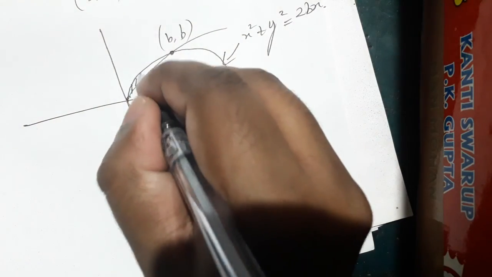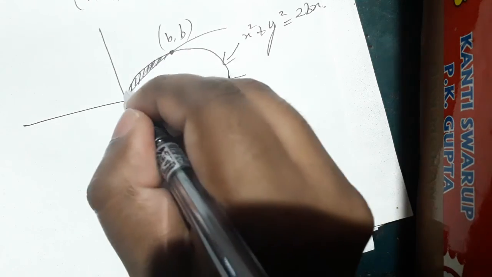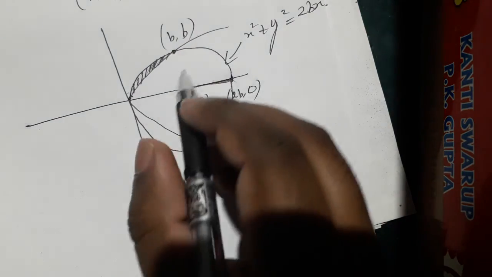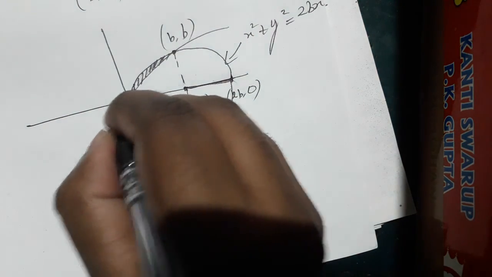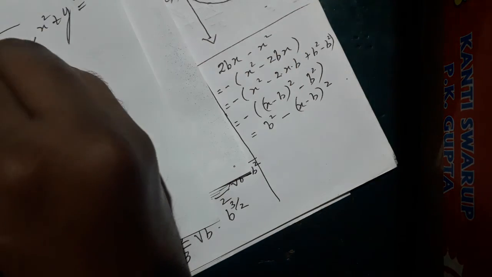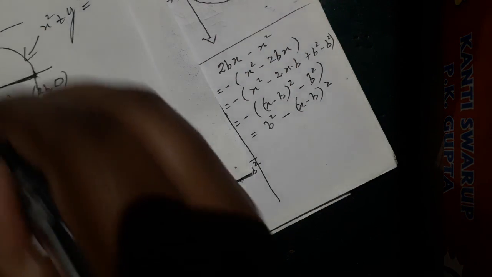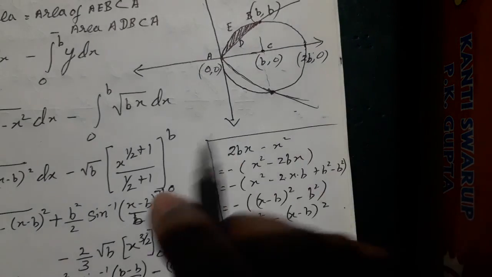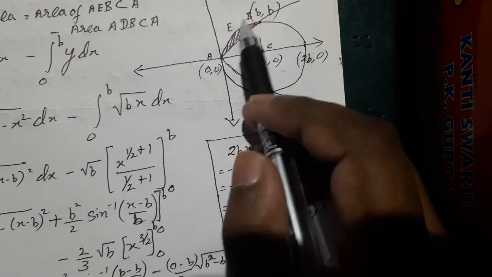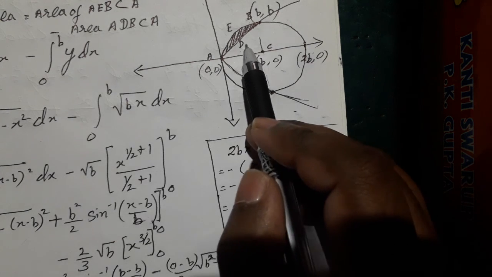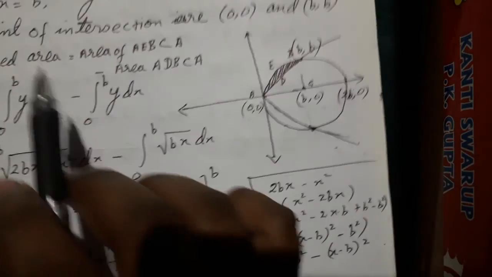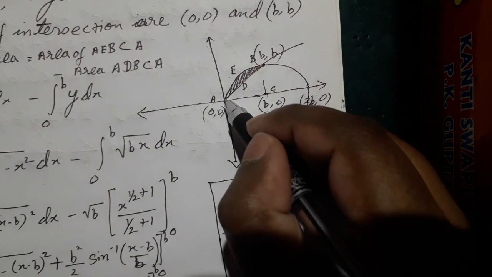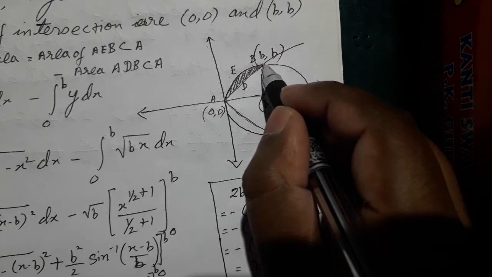So we have to find the area bounded between these two regions. So this is your area. I'll drop a perpendicular here. I'm taking this point as A, here E, and here B, and here I take D down, and this point I'm taking as C. So the coordinate of C is (b, 0). Now for the required area, I'll take first the whole area, this whole region.